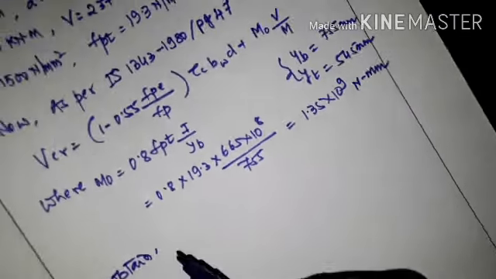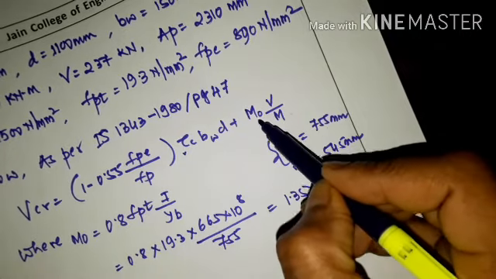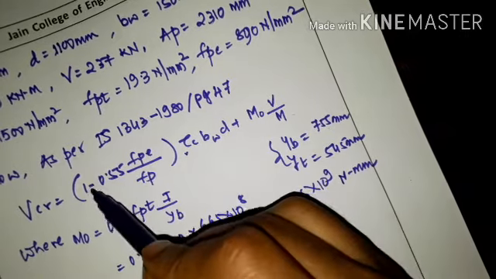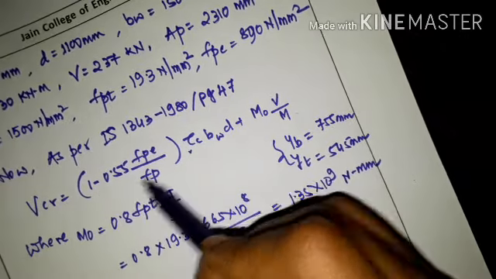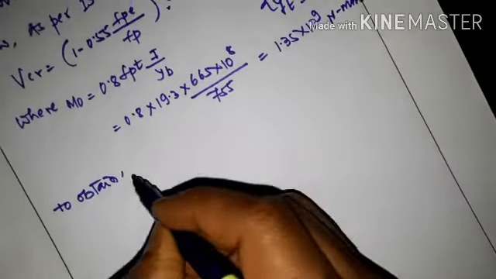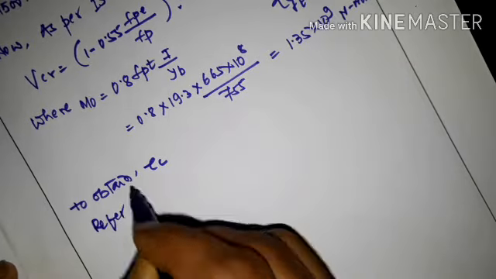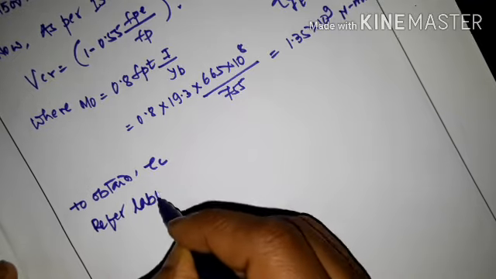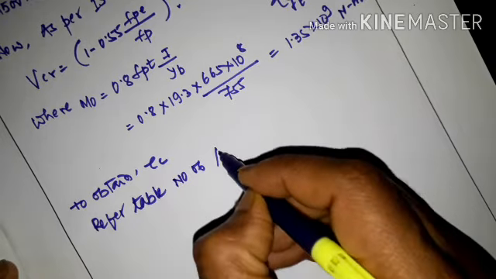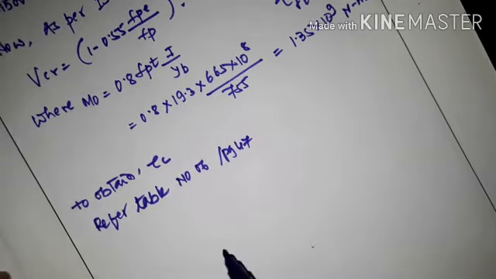Next, you have to find out the value of tau c. We know M, and M naught we have calculated. In this formula the other things are given in the problem itself, but tau c is not given, so we have to find out tau c. To obtain tau c, refer to table number 6 from page 47. For that we have to find out PT.